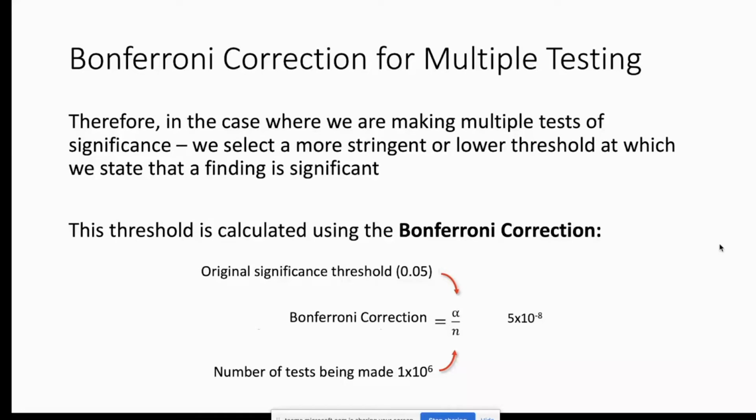So usually our threshold, as I said, is 5%. If the p-value is less than 0.05, we consider it significant. But to adjust for this, we divide the original significance threshold, which is known as alpha, by the number of tests that we make, which in a genome-wide association study is typically 1 × 10⁶. That gives us the new Bonferroni corrected threshold, which is 5 × 10⁻⁸. So if the p-value is less than 5 × 10⁻⁸, we can say it's significant at the genome-wide significance level.